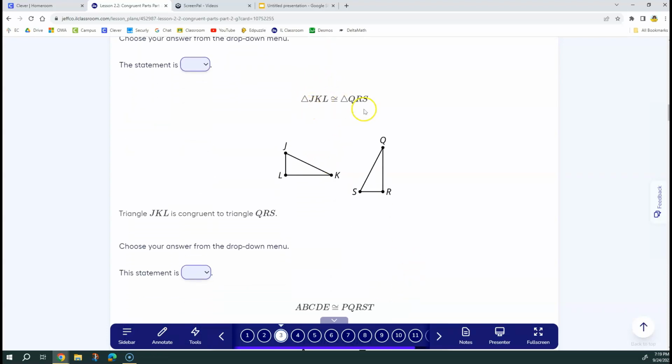Our next one, triangles again. So we've got triangle JKL is congruent to triangle QRS. So J to K to L, back up to J, Q to R to S, back up to Q. So are those two congruent? Are the same letters matching up in the same spot, same location?